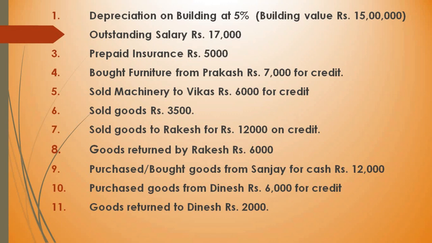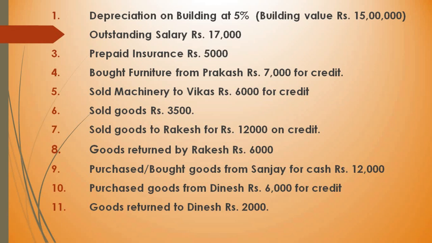Goods returned by Rakesh rupees 6,000. Purchase goods from Sanjay for cash rupees 12,000. Purchase goods from Dinesh rupees 6,000 for credit. Goods returned to Dinesh rupees 2,000. Let's see how to make these entries in Tally.